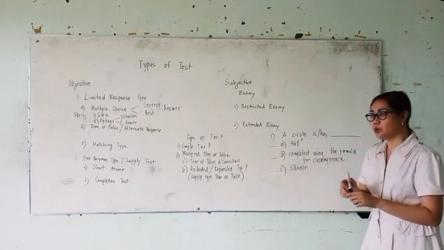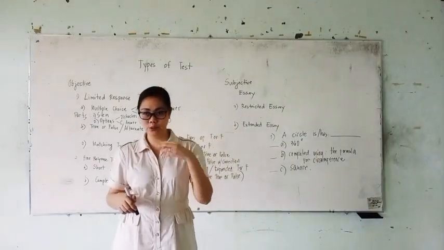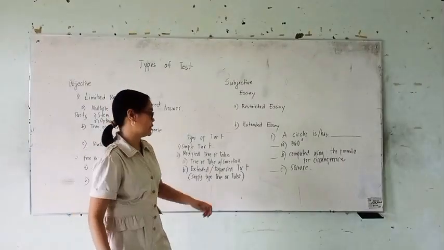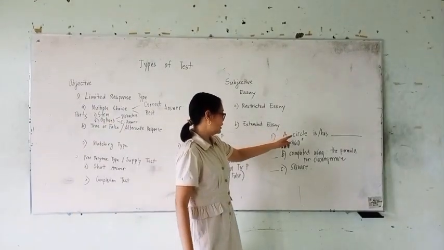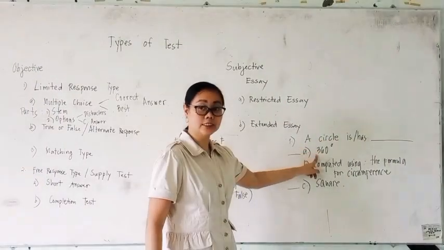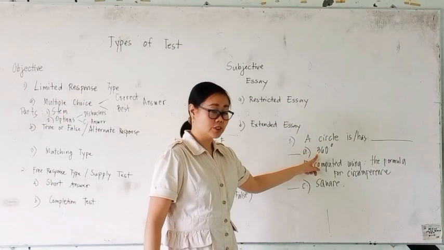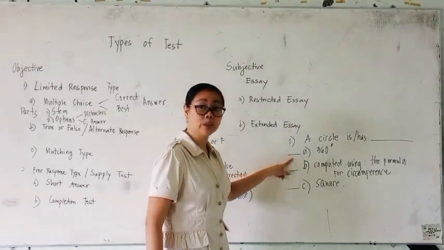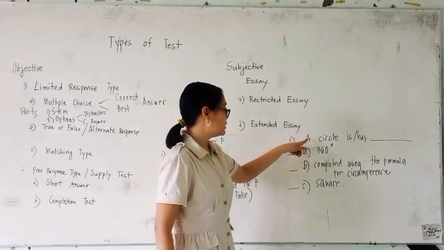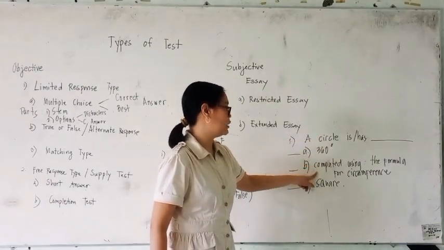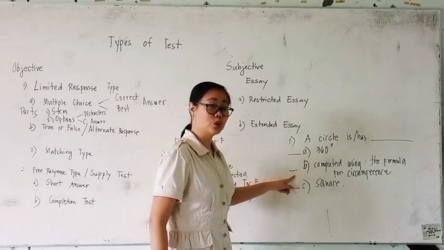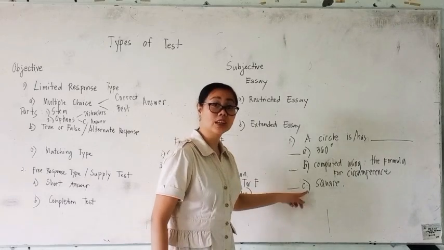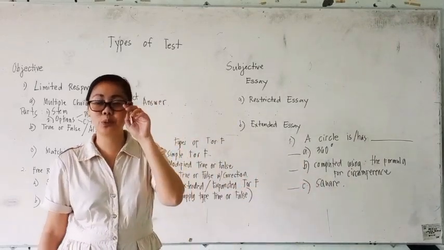So it's like this. We call this true or false, which is extended or supply type, because the way the students will answer it would be like this. A circle has 360 degrees. True or false? You're gonna supply whether it's true or false on the space before the letter. Then, letter B, a circle is computed using the formula for circumference. True or false? Next, a circle is a square. True or false? Yung tinatawag na supply type, true or false.